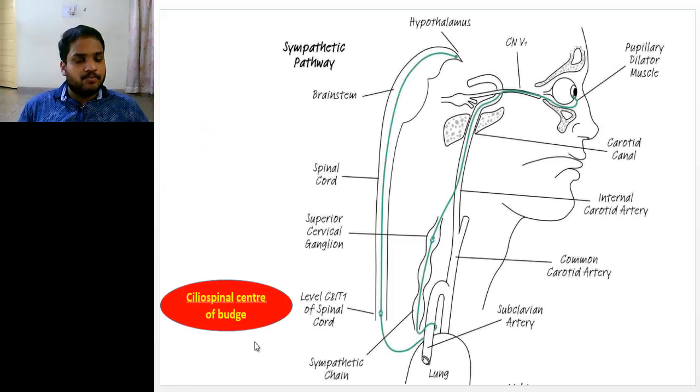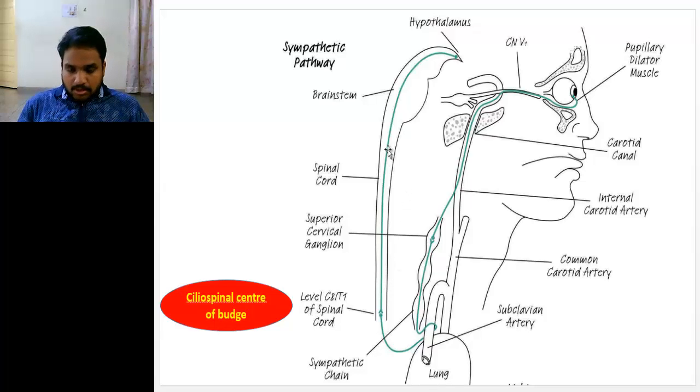So we will see the Horner syndrome. What is the difference between the third cranial nerve palsy and Horner syndrome? To understand Horner syndrome, we need to understand the sympathetic pathway that is responsible for dilating the pupil. This is the sympathetic pathway. Any lesion in the sympathetic pathway would cause ipsilateral Horner syndrome. Fine. So how is the sympathetic pathway?